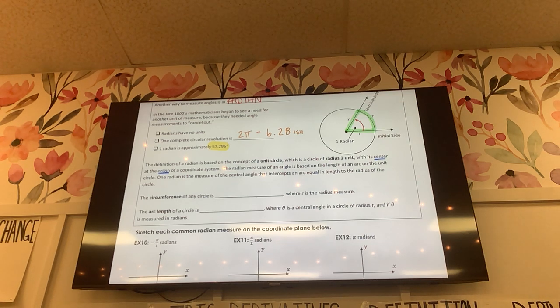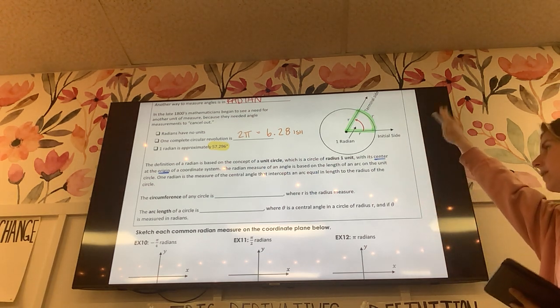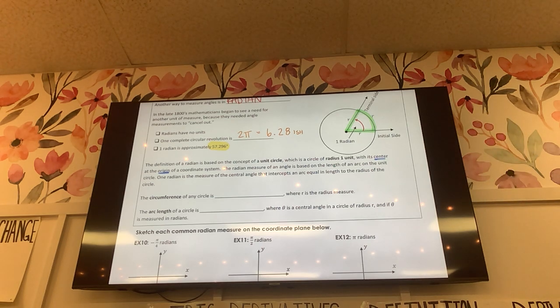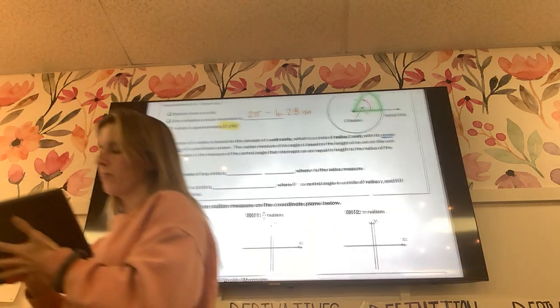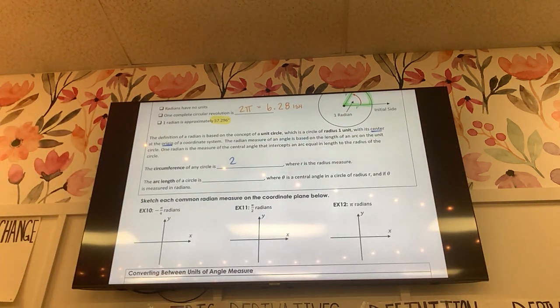And 1 radian measure is the measure of the central angle that intercepts the arc that is equal in length to the radius. That's the picture I drew where all of the lengths are the same and that makes 1 radian. The circumference of a circle is 2 pi r, and that 2 pi comes from the radians. So it's 2 pi times whatever your radius is, and that will give you the circumference.